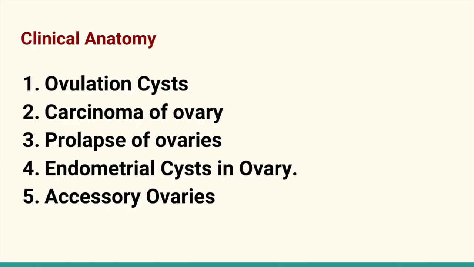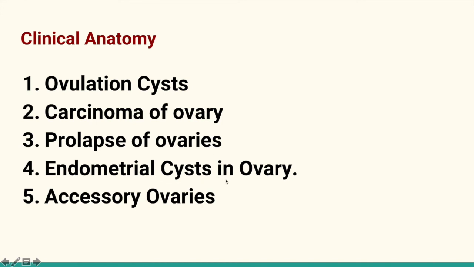The second condition is carcinoma of the ovary. In 15% of cases, secondary carcinoma is seen in the ovary, whereas in 20% the carcinoma is confined to that region only. Next is prolapse of the ovaries. Sometimes there will be prolapse of the ovaries into the Douglas pouch, nothing but the recto-uterine pouch. It is mainly caused due to anteflexion of the uterus.